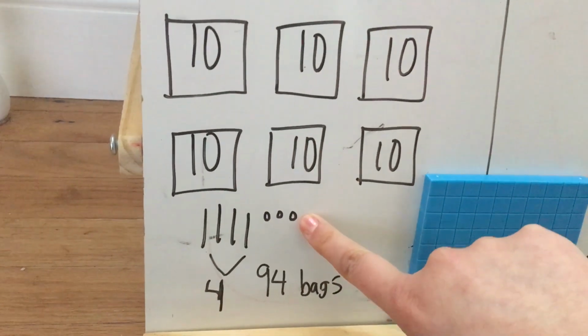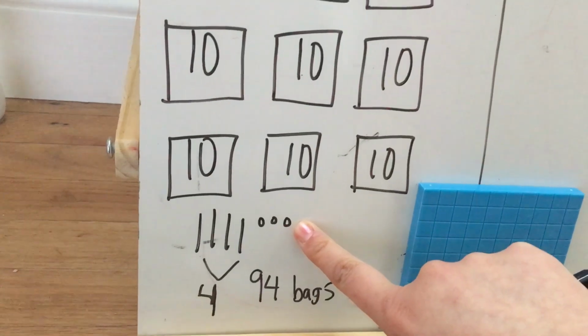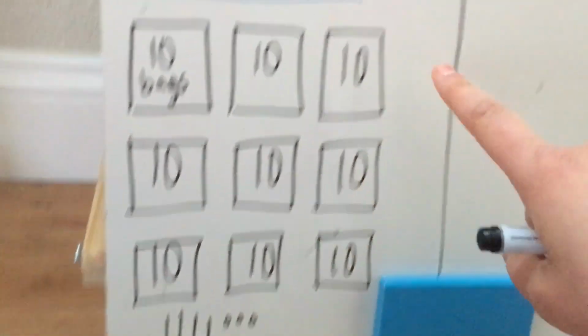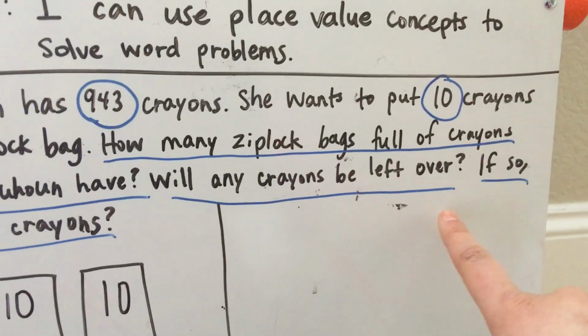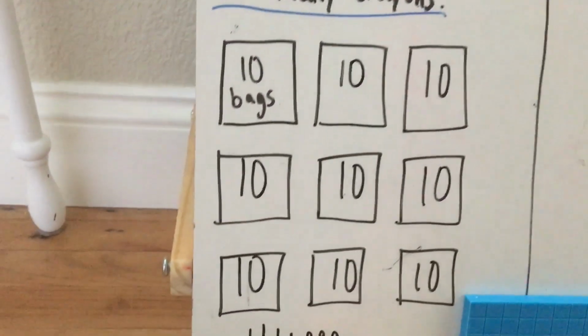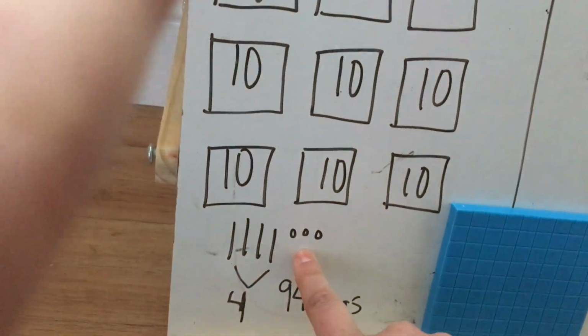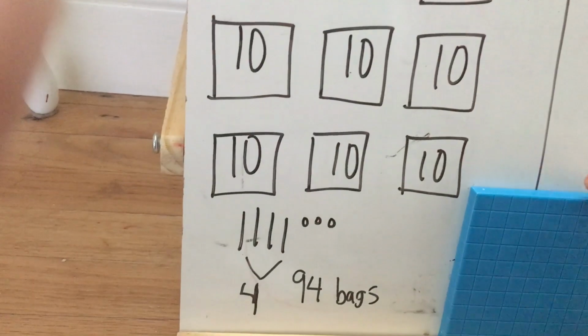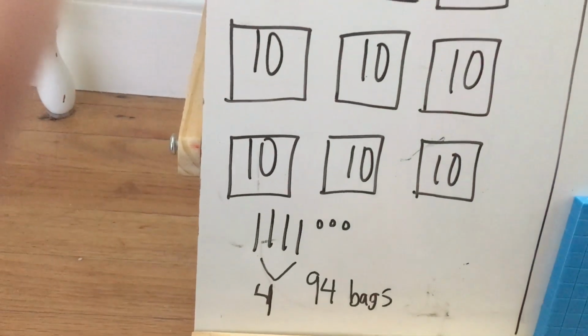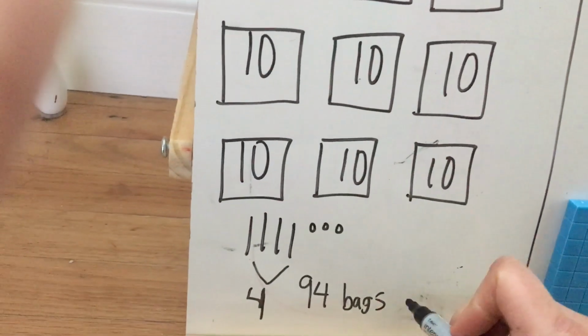This would be representing 3 crayons. That's not enough to put into a Ziploc bag. So the question was, will any crayons be left over? If so, how many? Yes, there will be crayons left over. There will be 3 crayons left over. So in all, Ms. Calhoun would have 94 bags of crayons.